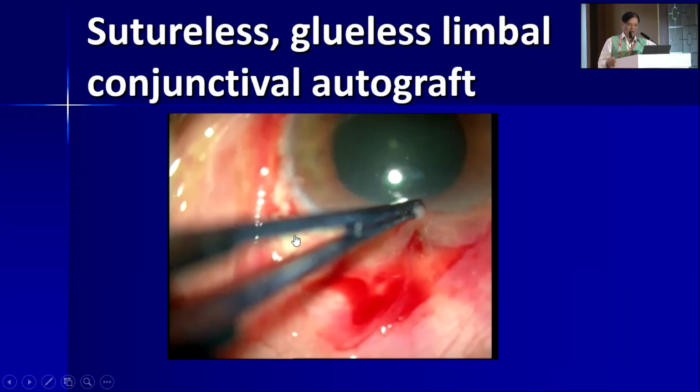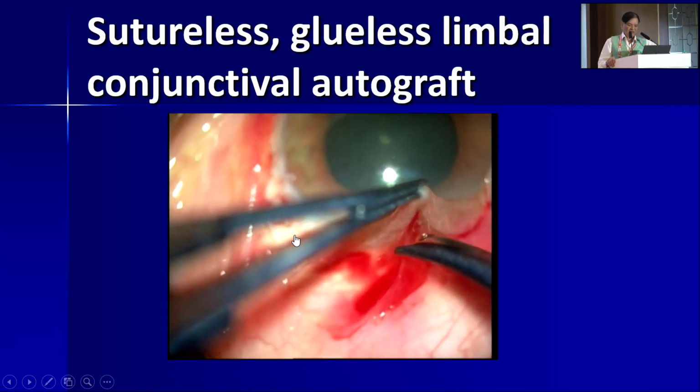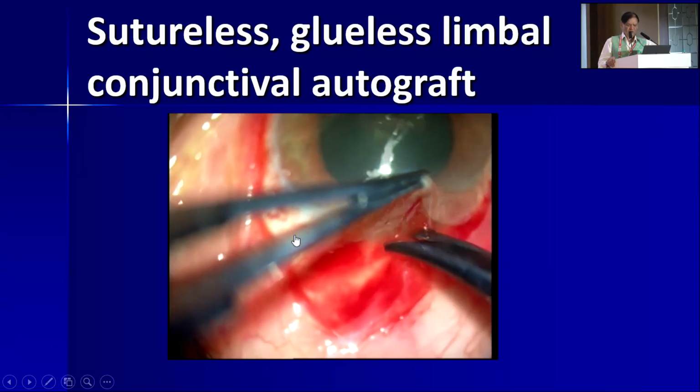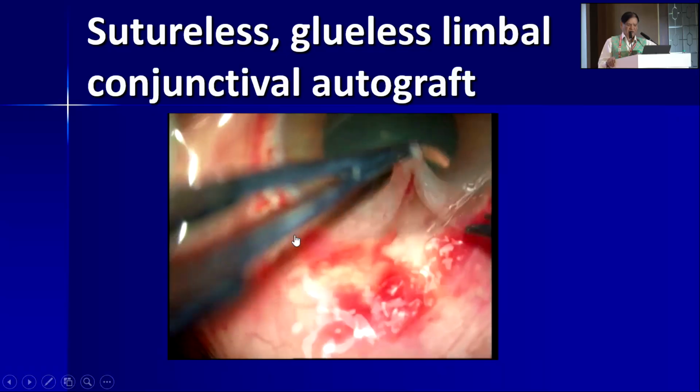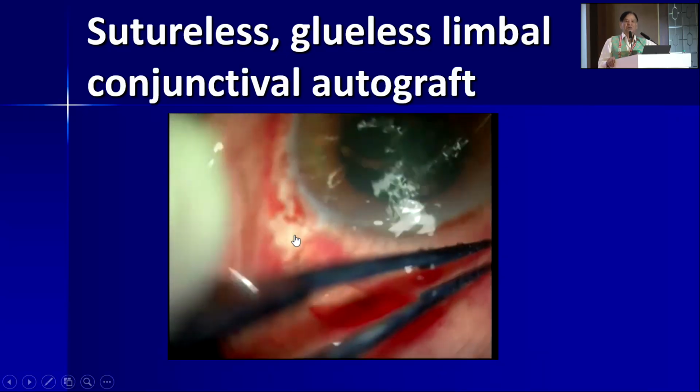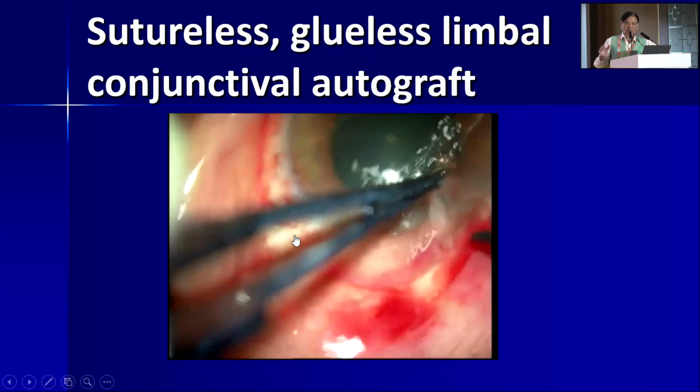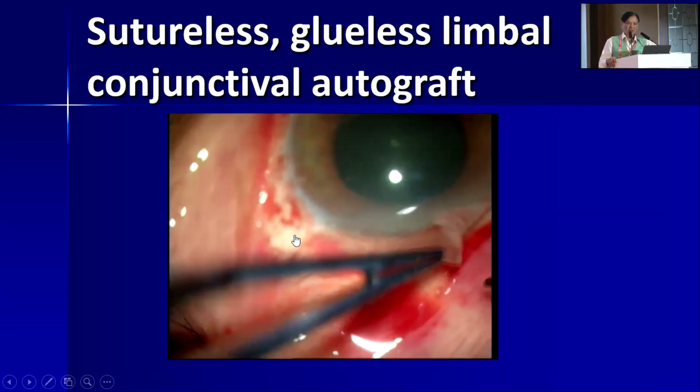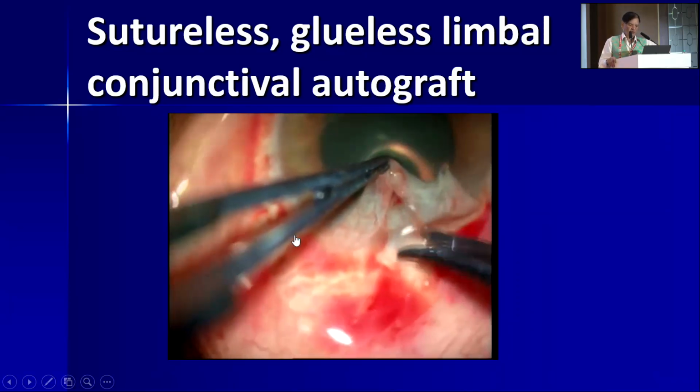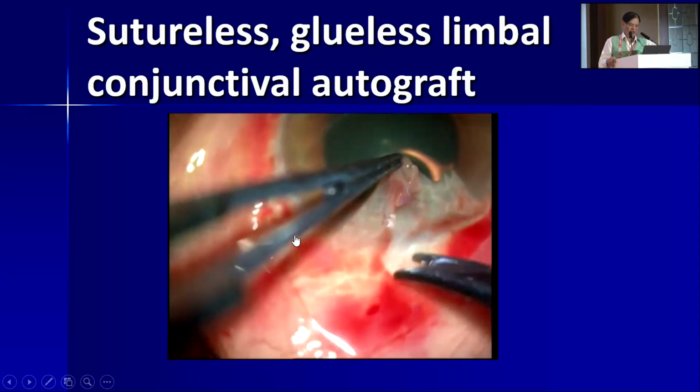But since we are making it sutureless, if you don't put the suture, it really doesn't make a difference. The only thing is that this graft should not be very deep or very thick. It has to be very superficial. It has to be virtually very thin conjunctiva.